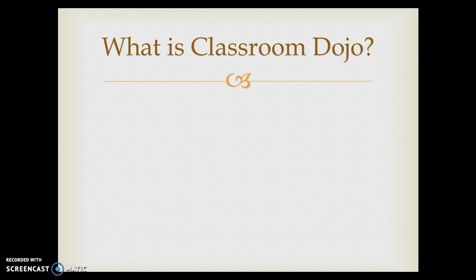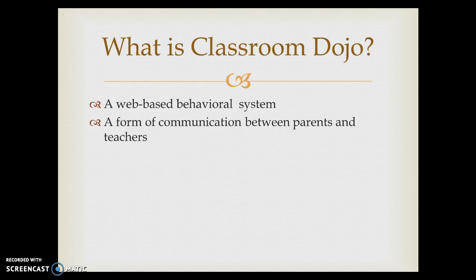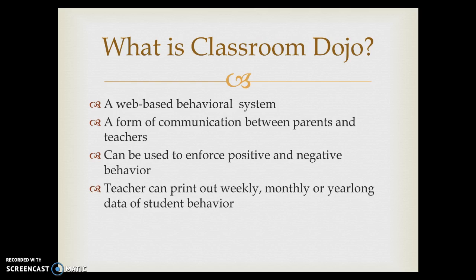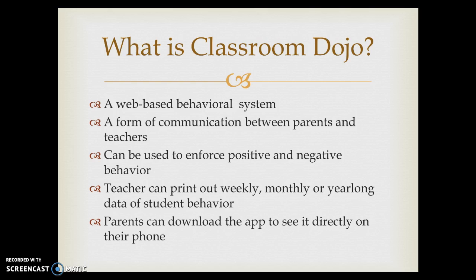What is Classroom Dojo? It's a web-based behavioral system, a form of communication between parents and teachers, can be used to enforce positive and negative behavior in the classroom, and teachers can print out weekly, monthly, or year-long data of student behavior for parent-teacher conferences, IEP meetings, or SST conferences. Parents can download the app to see it directly on their phone.